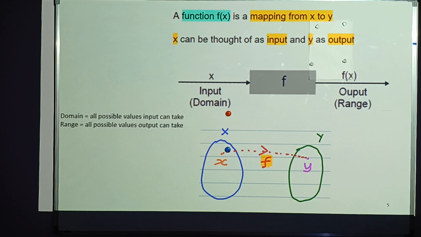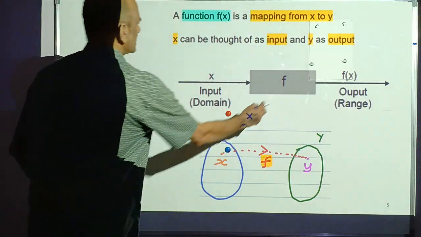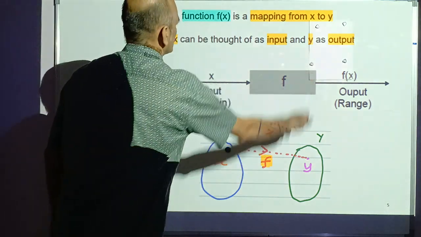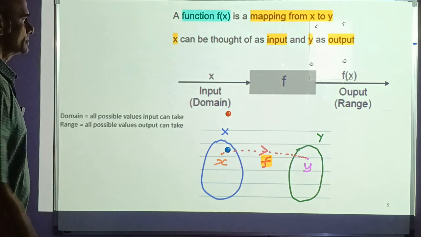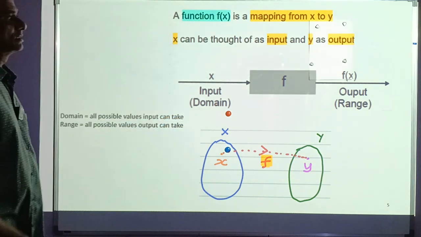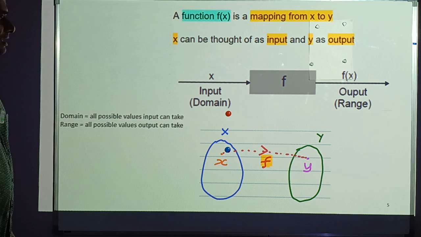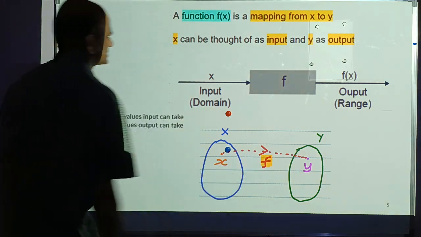A function is the mapping between two variables x and y. So if a function is represented like this, x can be considered as input and the output is y, which is f of x. The possible values the input can take is called domain, and all the possible values the output can take is called range. So this can also be represented as a mapping between two sets x and y, and one value of x is mapped to a value of y. This mapping is done by the function.